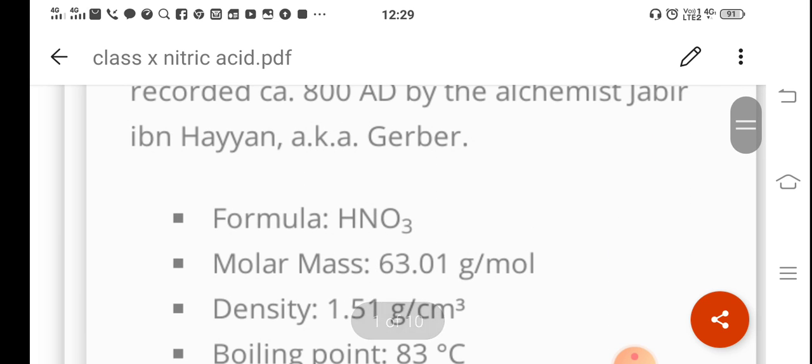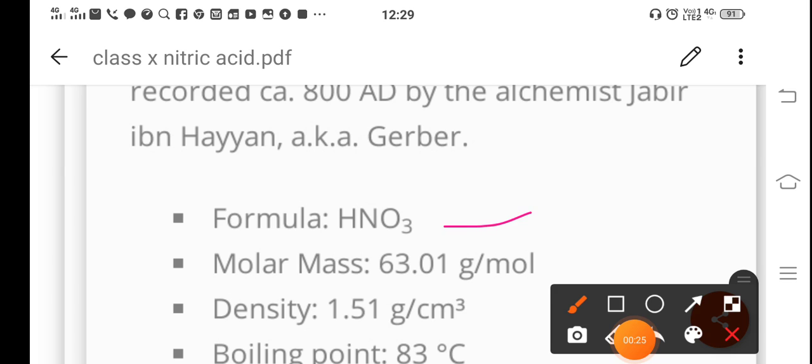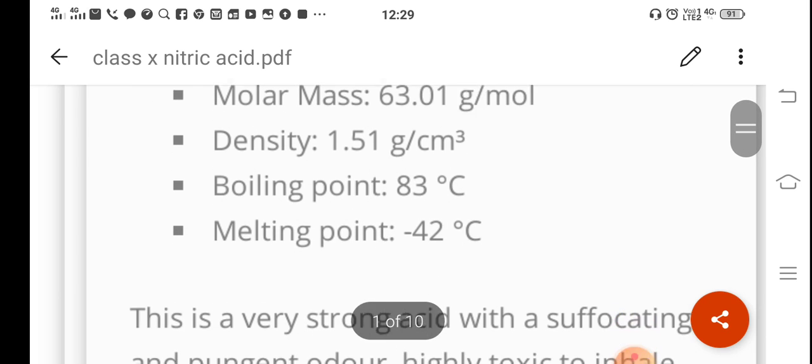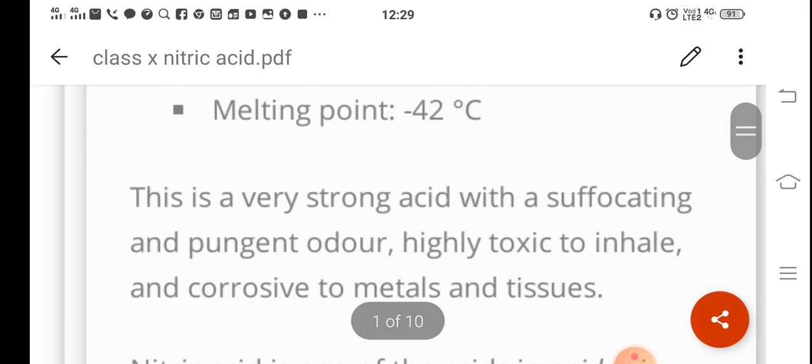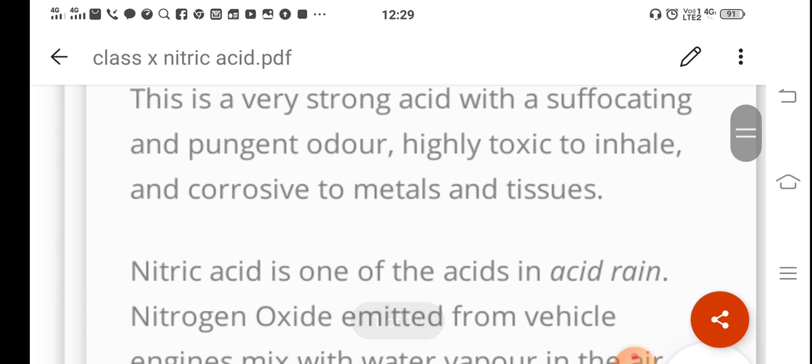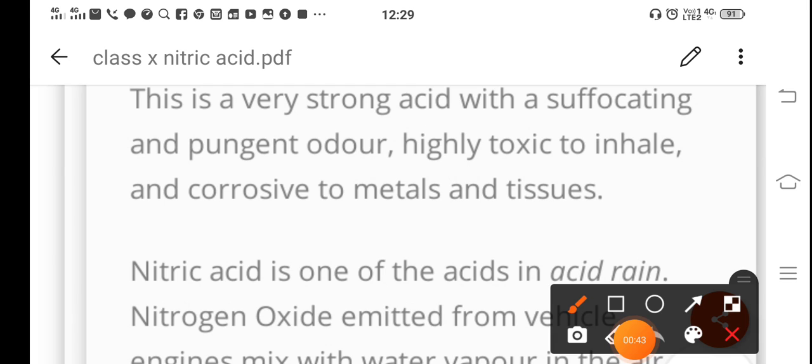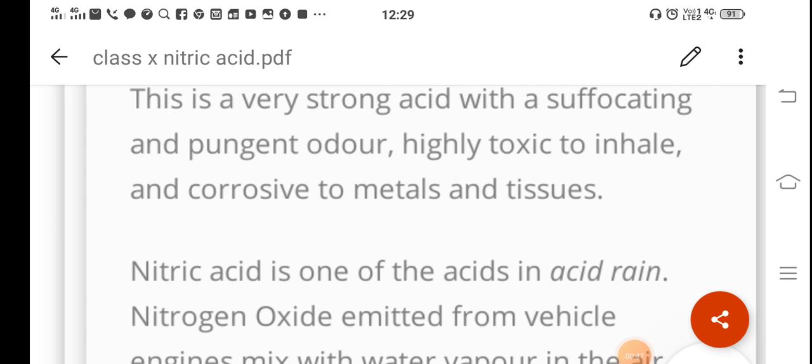The formula is HNO3, the molar mass is 63, the density is 1.51 gram per cubic centimeter, and the boiling point is 83 degrees Celsius. It's a very strong acid with a suffocating and pungent odor, and it is corrosive to metals and tissues because it can react with them. Nitric acid is also present in acid rain. Now the question arises: how is it a part of acid rain?